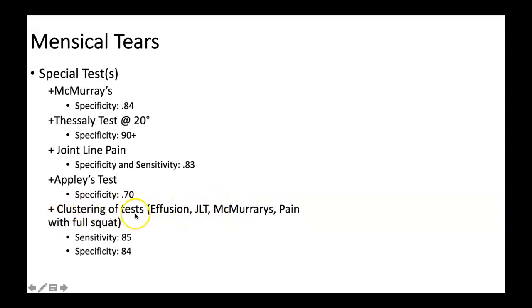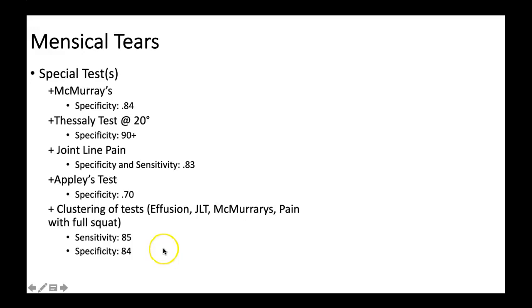McMurray's and pain with a full squat yields this right here. So 85% sensitivity. So if all of these are negative, then we're 85% certain that they don't have it. And if all of these are positive, then we're 84% certain that the patient actually has it, right?